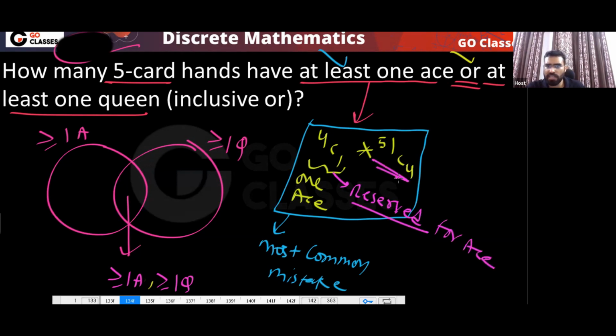Now here you are allowing ace. Here you are again allowing ace. So that is the problem. This is the most common mistake. So this is wrong.